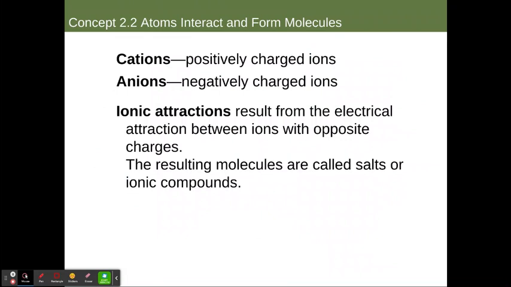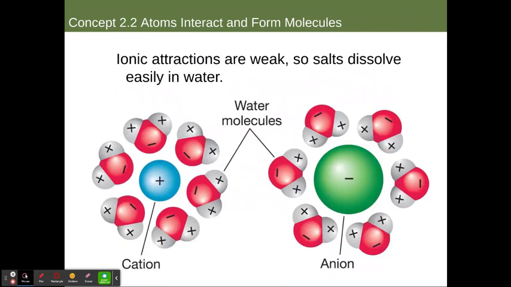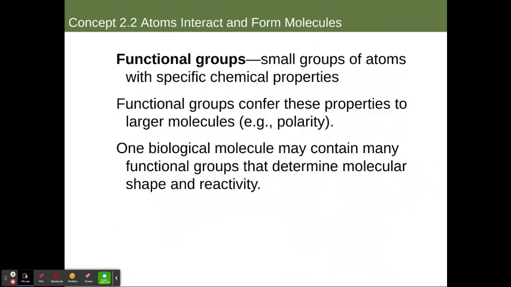Okay, so when we create these positively charged ions by donating these electrons, we call it a cation. If we are gaining that electron, we call it an anion. And because of this, we have ionic attractions, which result from the electrical attractions between ions with these opposite charges. These are relatively weak, and we typically see them in salts. Okay, so we see this cation here, this anion here, and they will be attracted to each other. But again, it's a relatively weak attraction.